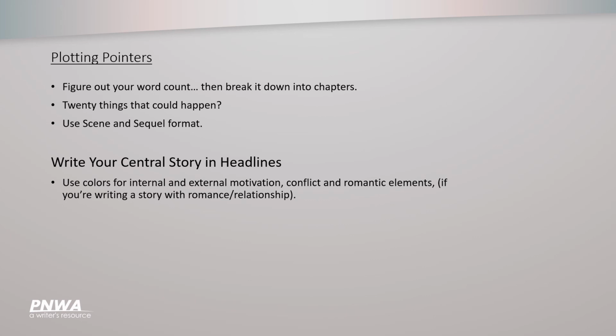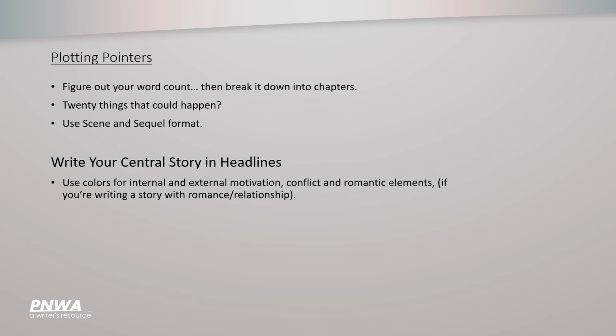And sometimes I use colors for internal and external motivation, for conflict, and romantic elements if you're writing a story with romance or a relationship. I always write romance so far, and so I always have that kind of relationship in my book, and that's a focus. The idea of a romance is if you take out the relationship, the book will not hold together. So not every book is a romance. Some just have relationships, friends. It can be a whole variety of different types of relationships. But it's fun to get that out as much as you can at the beginning before you're writing.